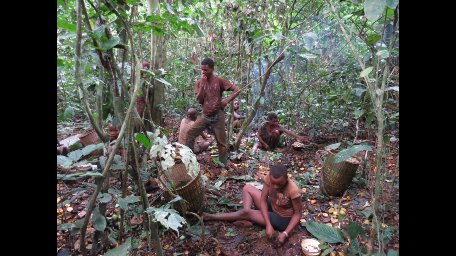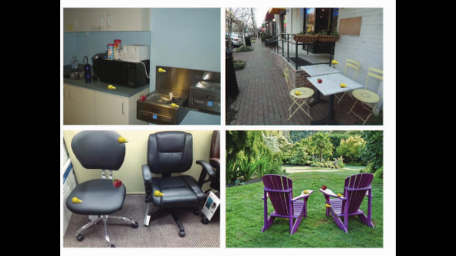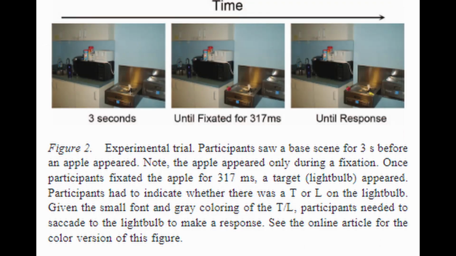Experimental design. Participants: 18 participants with normal or corrected-to-normal vision. Methodology: Participants viewed images of real-world scenes such as kitchens or outdoor environments, while their eye movements were recorded. Each image contained multiple objects, and participants were instructed to fixate on a cue, an apple, that appeared on one object. After fixating on the cue, a target object, a light bulb, appeared either on the same object as the cue, on a different object, or floating in space, used as a baseline condition.